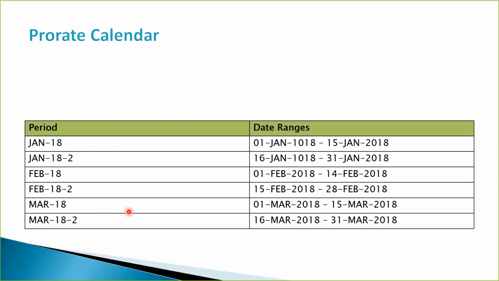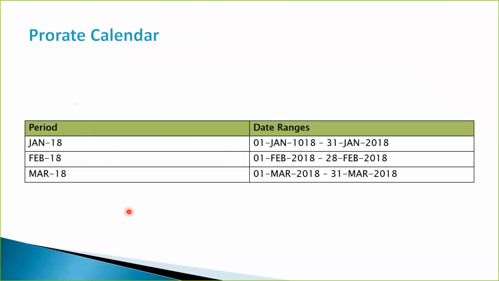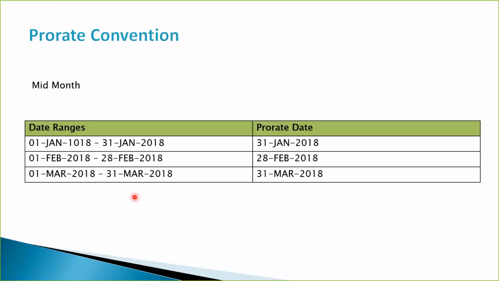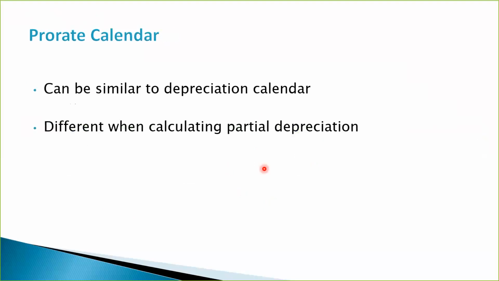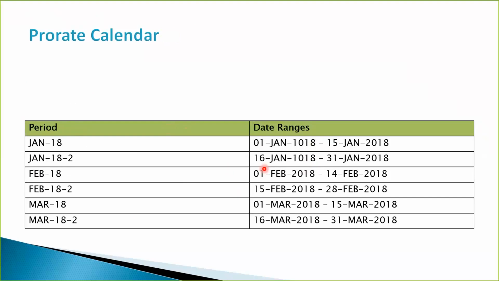So our asset was acquired on 11th March 2018. If we put that date placed in service, our prorate convention, which is this one which we are using, will give us a prorate date of 31st March, because 11th March belongs to this range, 1st March to 31st March. So now the system will take this prorate date and go and check the prorate calendar. Now the prorate calendar we are using is this one.